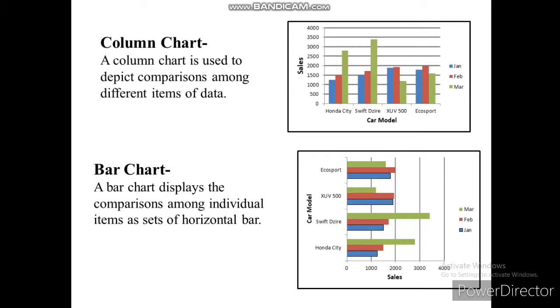It is similar to a column chart, except that in this type of chart the values are represented on the horizontal axis, whereas categories are represented on the vertical axis, right? In the bar chart, categories are represented on the y-axis, whereas data is represented on the x-axis. This is the difference between column chart and bar chart. The rest is the same, right? In the column chart, data is represented in vertical bars, and in the bar chart data is represented in horizontal bars, right?